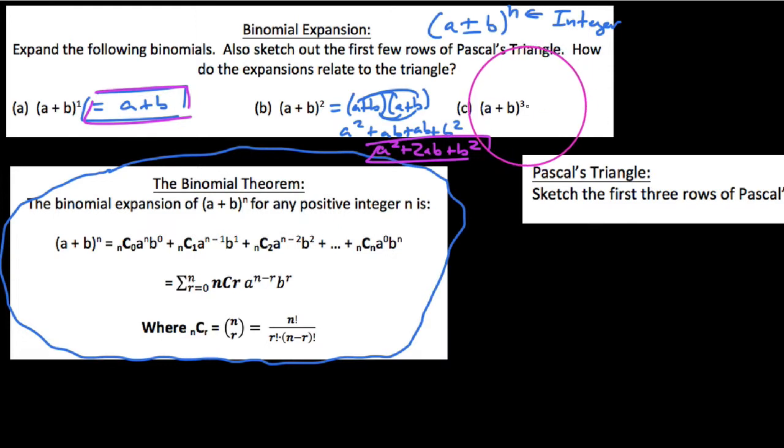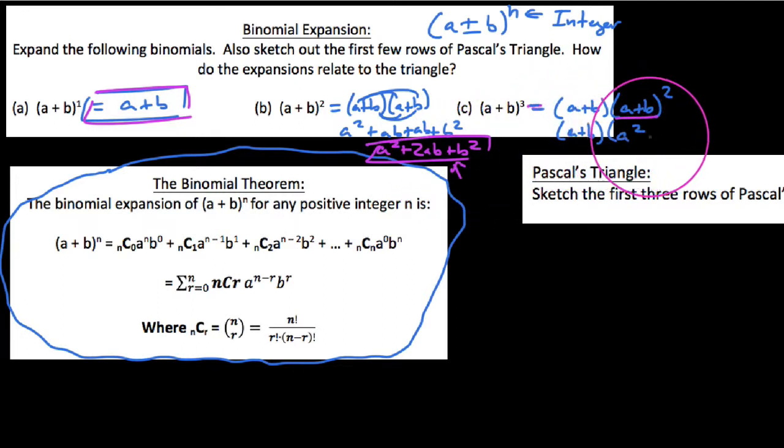Now, when we raise this to the third, I'm going to point out that we can call this a plus b times a plus b squared, and the only reason I say that is because we just found a plus b squared to be this. So it's really a plus b times a squared plus 2ab plus b squared.